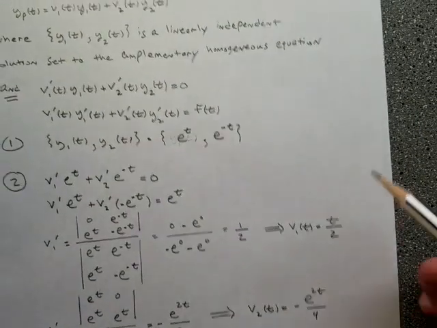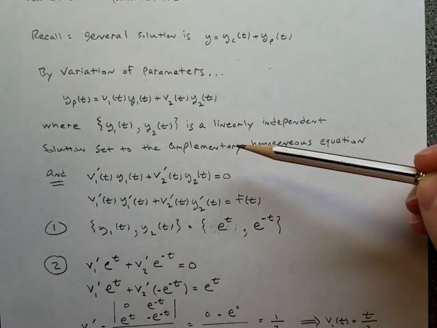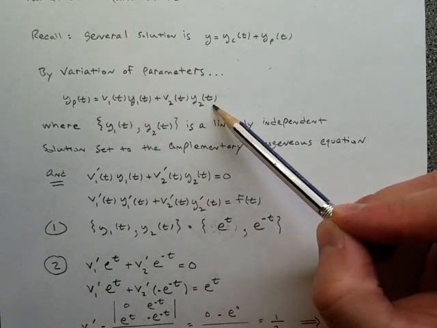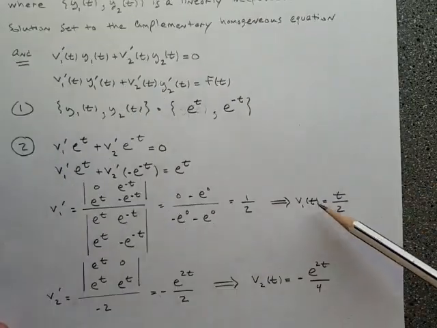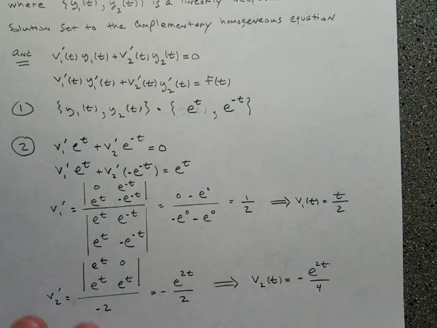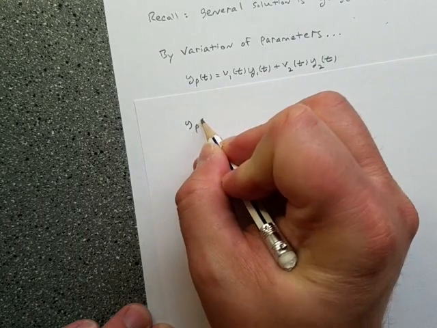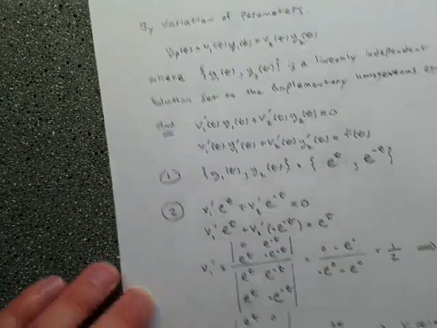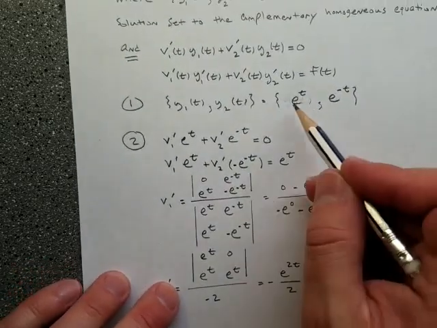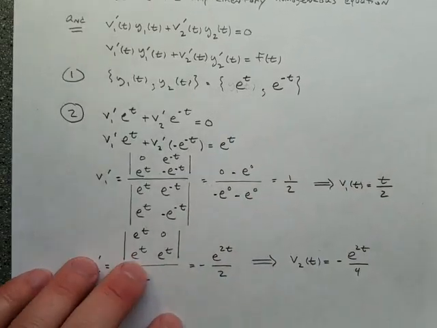Now I have everything I need to find this. I have y1 and y2. We talked about what they were, and we found them. And now I have v1 and v2. So here's what I get. I want y sub p. What's v1 times y1? There's v1 and there's y1. That's going to be 1/2 t e to the t.